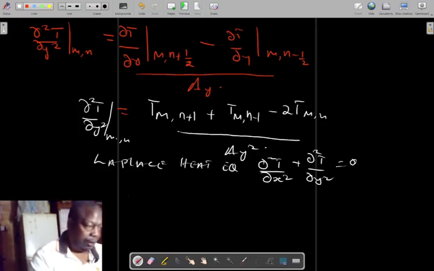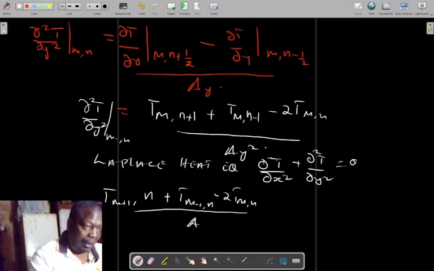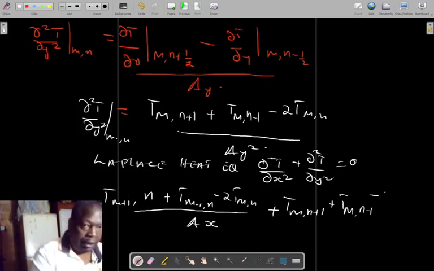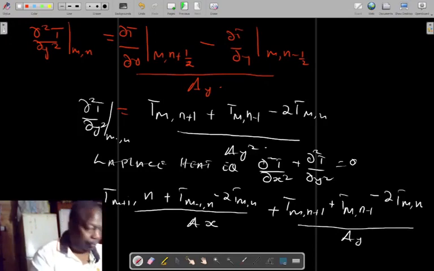So this becomes T(m+1,n) plus T(m-1,n) minus 2T(m,n) divided by Δx squared, and we are adding ∂²T/∂y², which is T(m,n+1) plus T(m,n-1) minus 2T(m,n) divided by Δy squared. These are squared, and that is equal to 0.